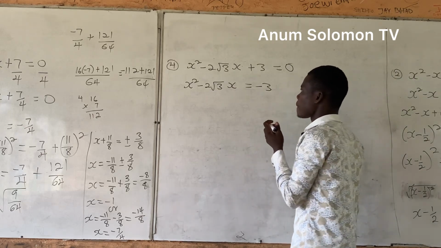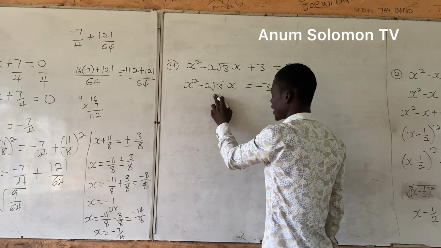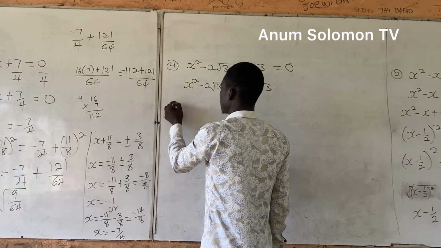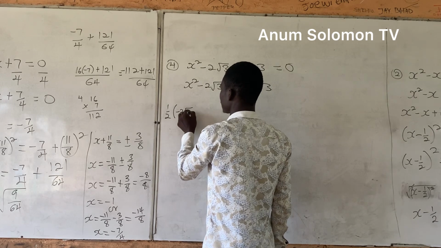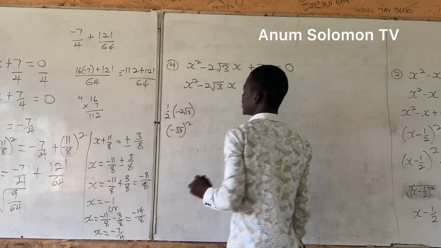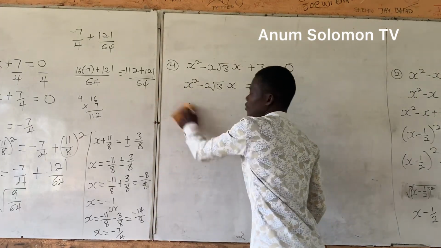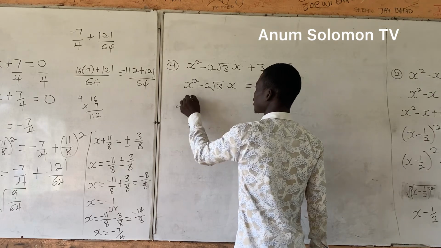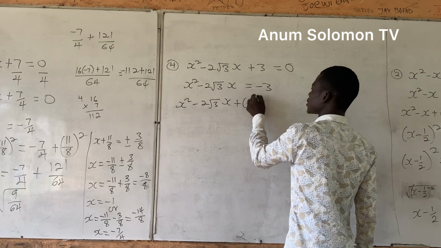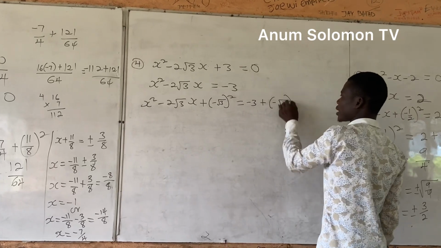So on this note, we have to find half of this one. Half of the coefficient of x, that's minus root 3. So half times minus of 2 root 3 is minus root 3. Then you square it and add it to both sides. So now let's square and add. So you have x squared minus 2 root of 3x plus minus of root 3 square equal to minus 3 plus minus of root 3 square.